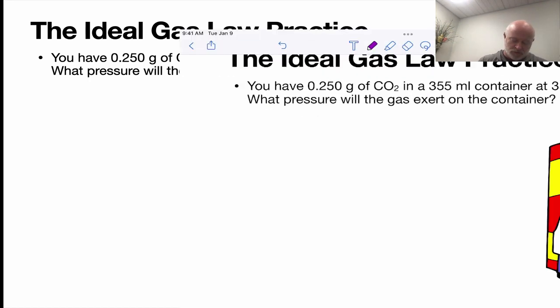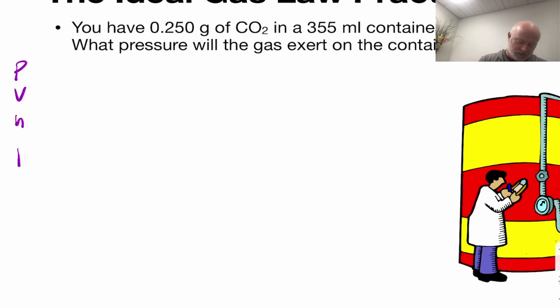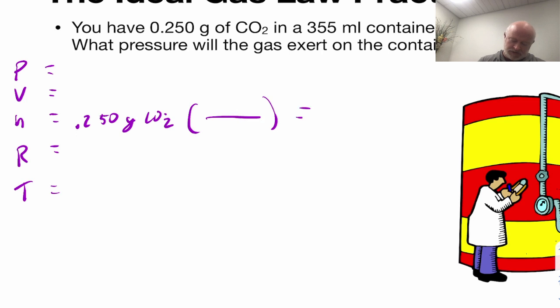So what I normally do is I write PV = nRT vertically in my work. And the reason why I do that is because I want to track all these variables. I have 0.250 grams of CO2. That's a mass. Mass is not in PV = nRT. However, I have knowledge from previous units. I know that if I have 0.250 grams of CO2, I can pretty easily convert that to moles of CO2, okay? I just need to know my molar mass of CO2.